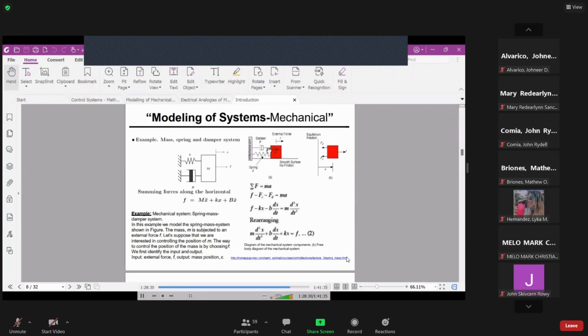Okay, so now I'll give you just 2 examples na lang before we end this discussion para mas maintindihan natin kung paano ba nagkakaroon ng modeling of a system or control system mathematically. So in this case, modeling of a mechanical system. So example, you have a mechanical system having a spring, mass, and damper system. So you draw it. This is the system. So you have a spring K, you have a damper B, and you have a mass M. You have a force acting on it, which is equivalent to F.